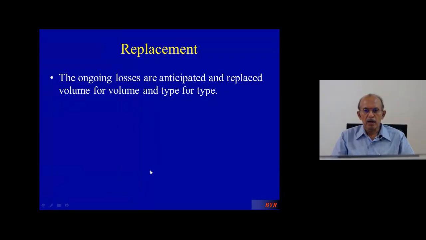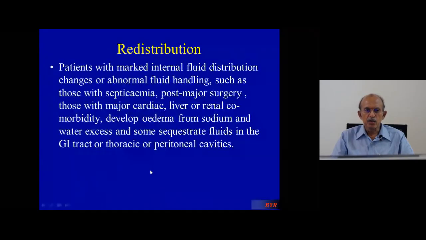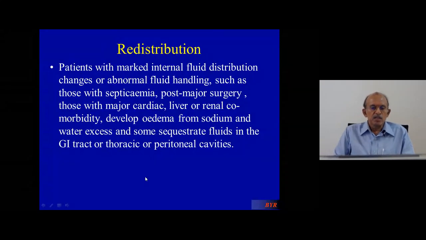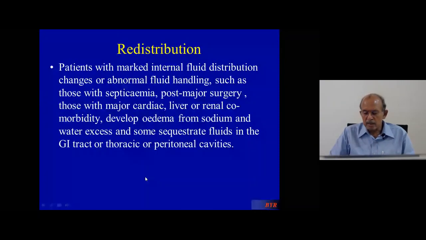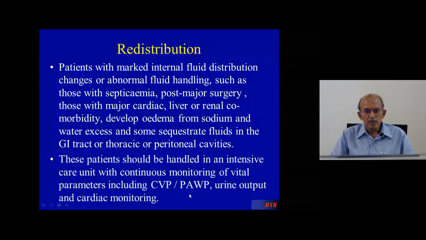Replacement: the ongoing losses are anticipated and replaced volume for volume and type for type. It is monitored regularly and adjustments are made. Redistribution: patients with marked internal fluid distribution changes or abnormal fluid handling, such as those with sepsis, post major surgery, those with cardiac, liver, or renal comorbidity develop edema from sodium and water excess and some sequester fluids in the GI tract or thoracic or peritoneal cavities.